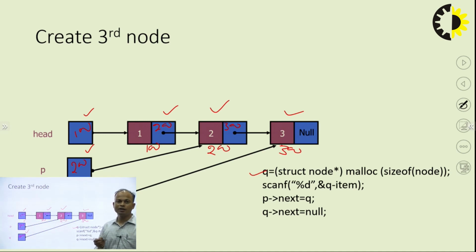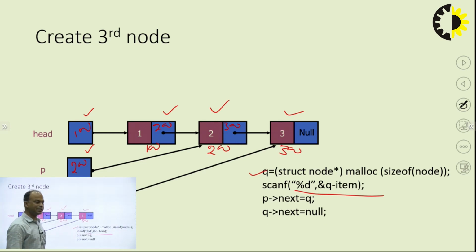We need to pass different values to the third node. Basically, we need to pass two values. The first value is for the item part and the second one is for the next part. The item part can be set using this particular line, Q arrow item. We can pass the value for the third node. Suppose Q is pointing to the third node. The item part of the third node is, suppose, 3, and we may give the value like this.